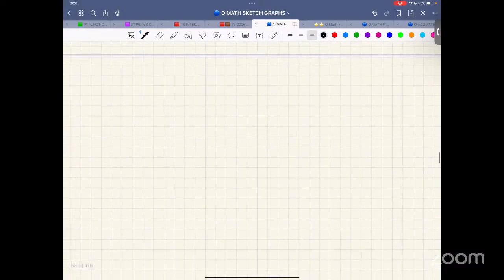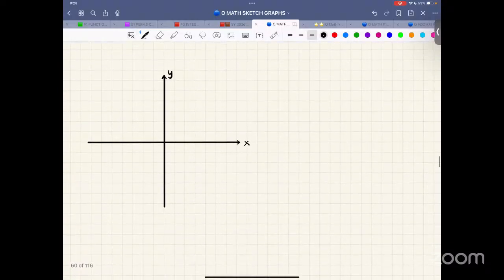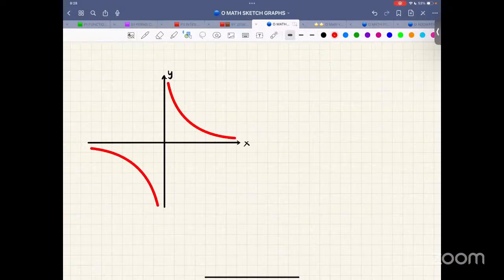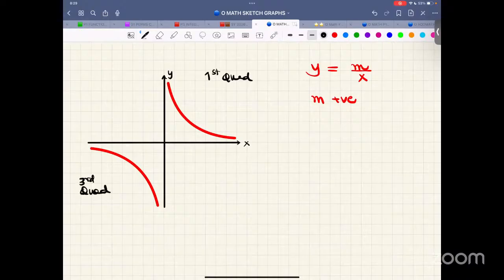So if I want to draw this thing, let me draw it like this. So this will be like this, and this will be like this. Now over here, this is y is equal to m over x. M is positive, and it's drawn in the first quadrant. This part of the graph is called the first quadrant. This is called the third quadrant. So it goes like this. This is first, this is second, this is third, this is fourth.